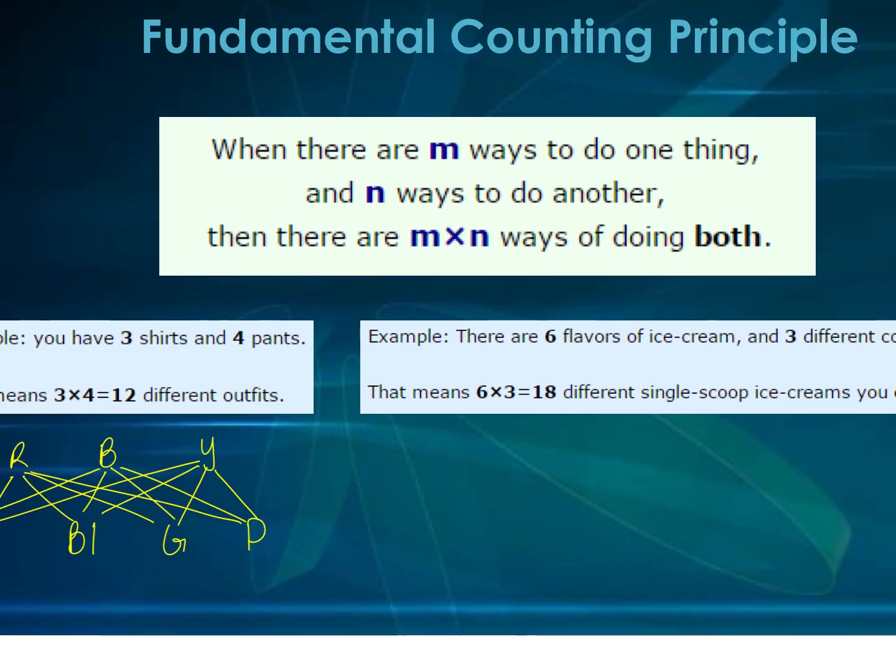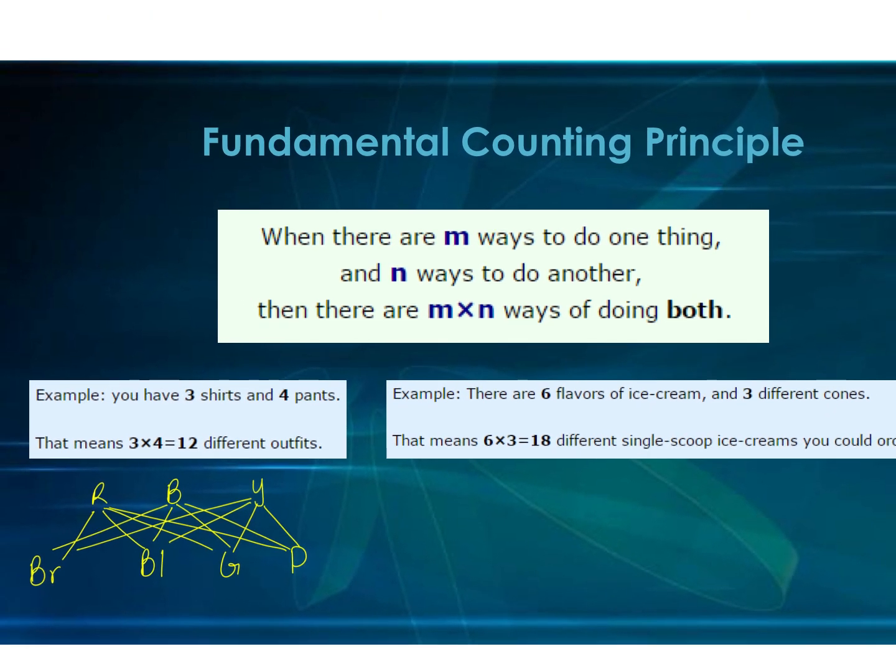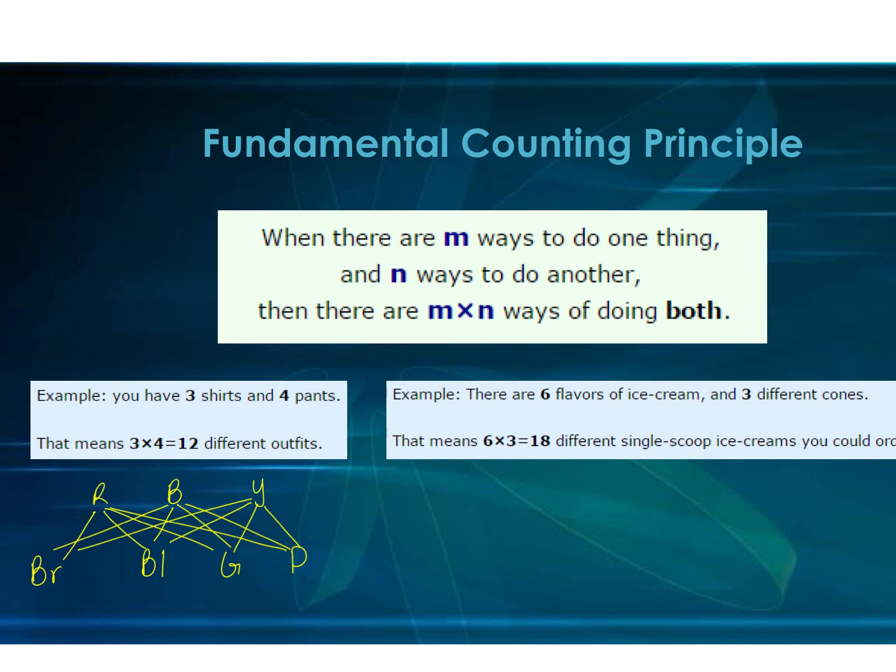Okay, same thing goes for this example with my ice cream flavors. It says there are 6 flavors of ice cream and 3 different cones. That means 6 times 3 is going to give you 18 different scoops with ice cream cones that you can be offered. Okay, so I could have, I think I said 16, I mean 18. You can have 18 different rearrangements using the 6 scoops and the 3 different cones.